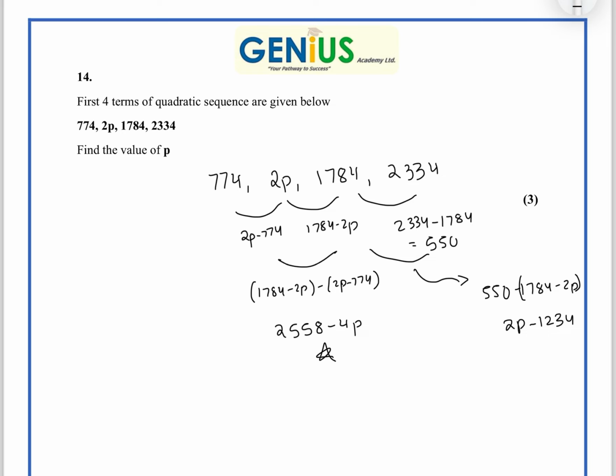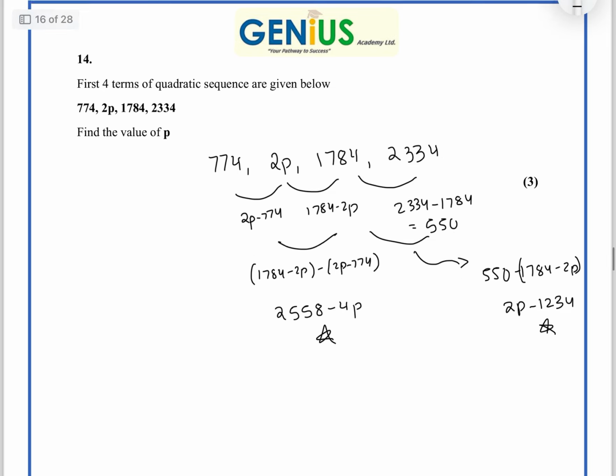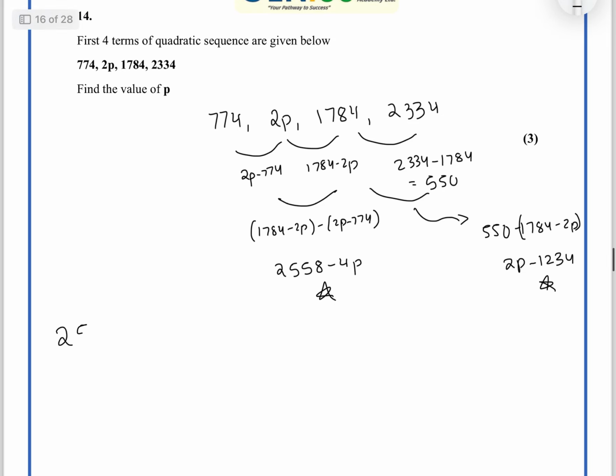Now this one here and this one here should be equal. So if we put them equal to each other and solve to find p, bring 1234 to the other side, so that's 3792 is equal to 6p, and p is equal to 632.